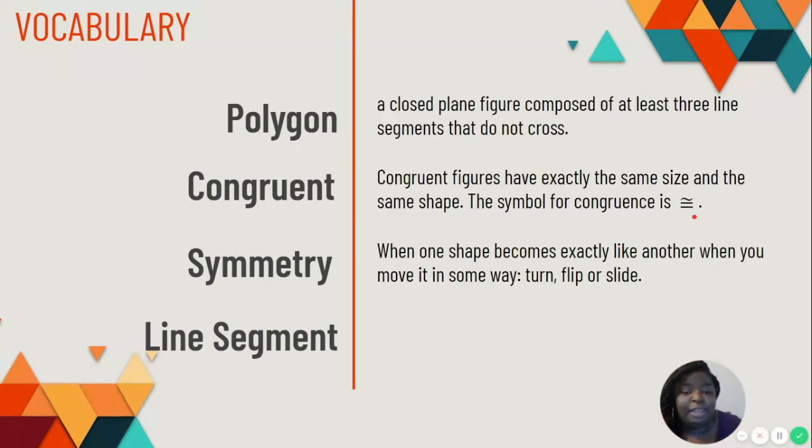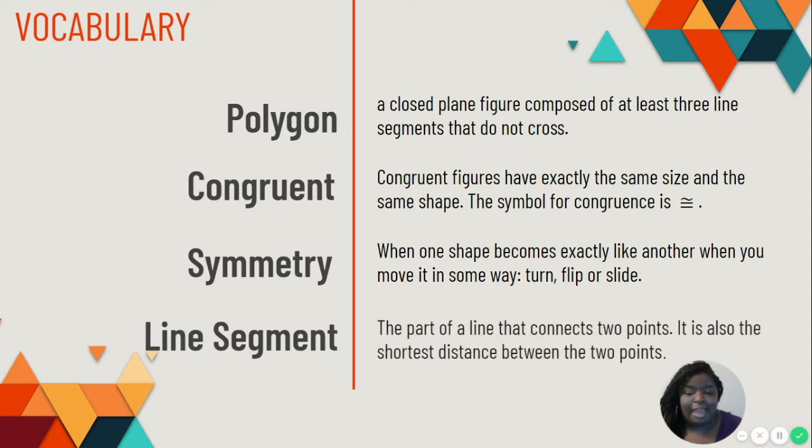Symmetry is when one shape becomes exactly like the other and moves in some type of form, so turning, flipping, or sliding. And then lastly, we have line segment, which is the part of the line that connects 2 points. It is also the shortest distance between 2 points.